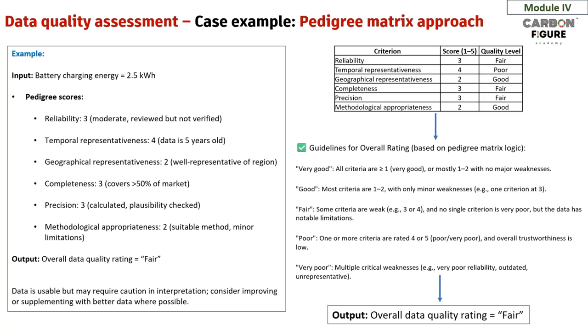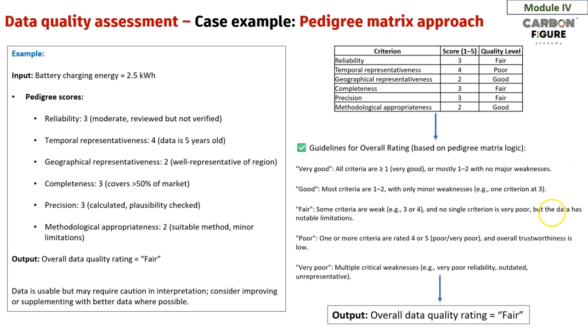So this is how the benchmark or some pre-establishment may look. Very good means all criteria are scoring mostly 1 to 2 with no major weaknesses. Good should mean most criteria are 1 and 2 with only minor weaknesses, right? If it is fair, some criteria are weak and no single criterion is very poor, right? But the data has some notable limitations.